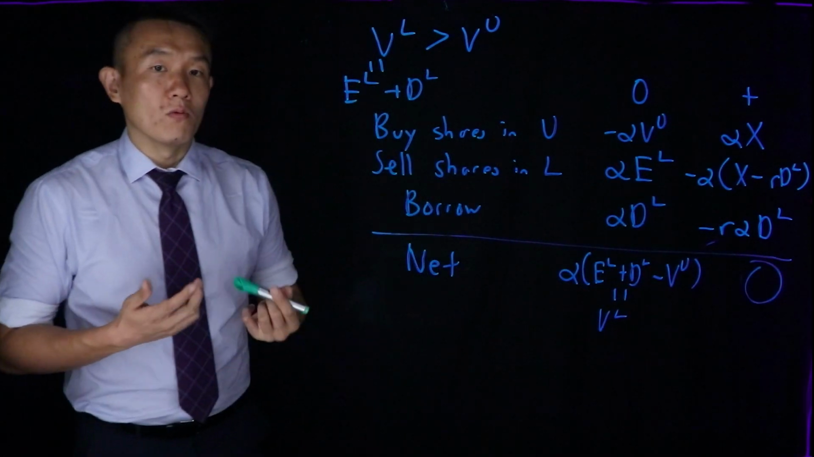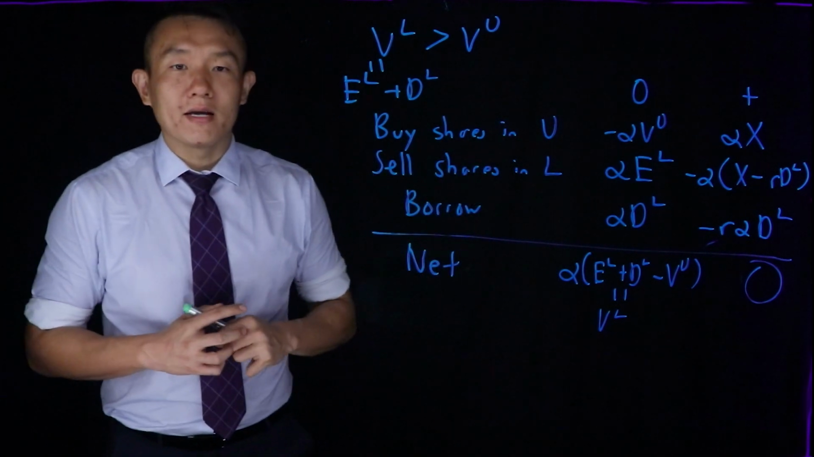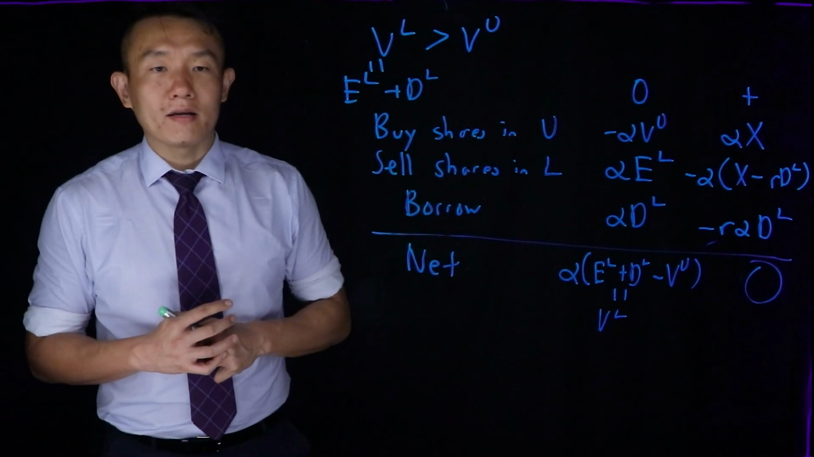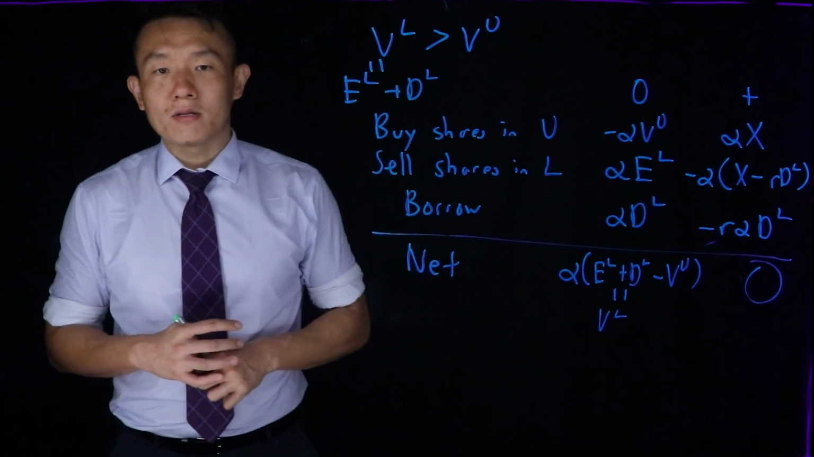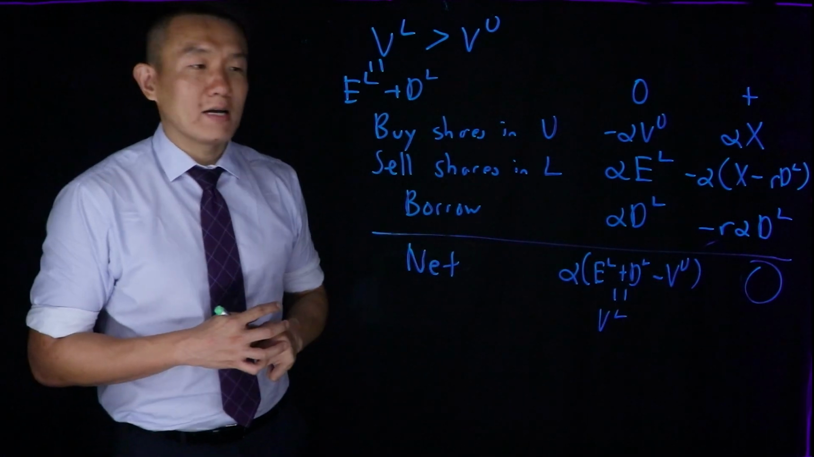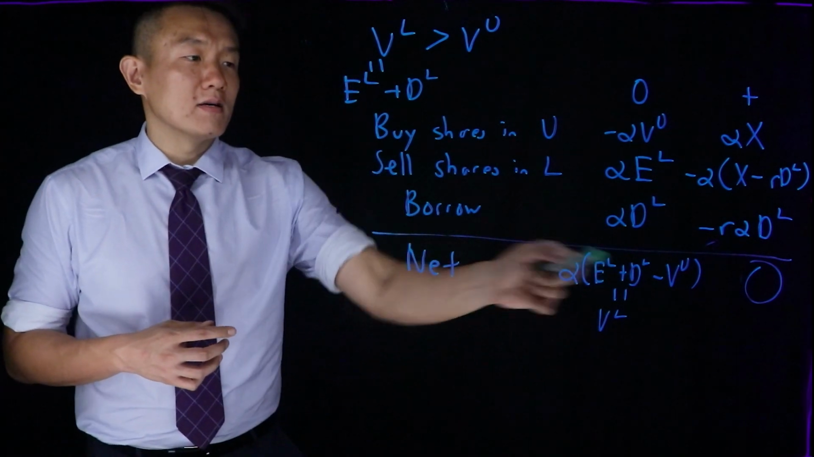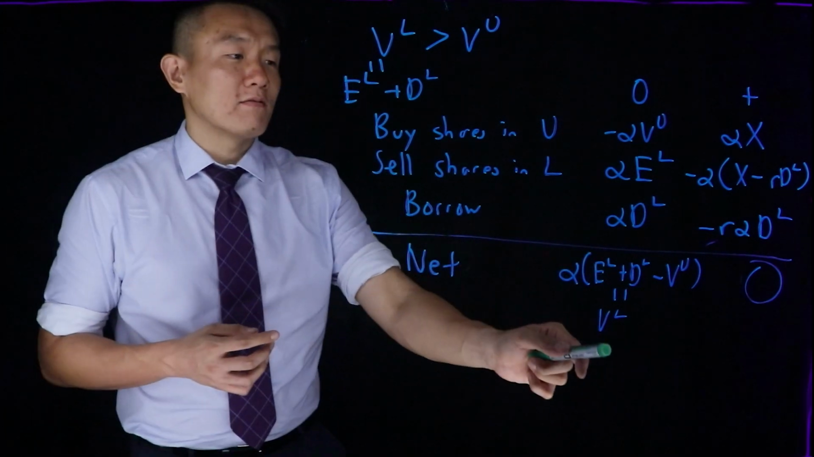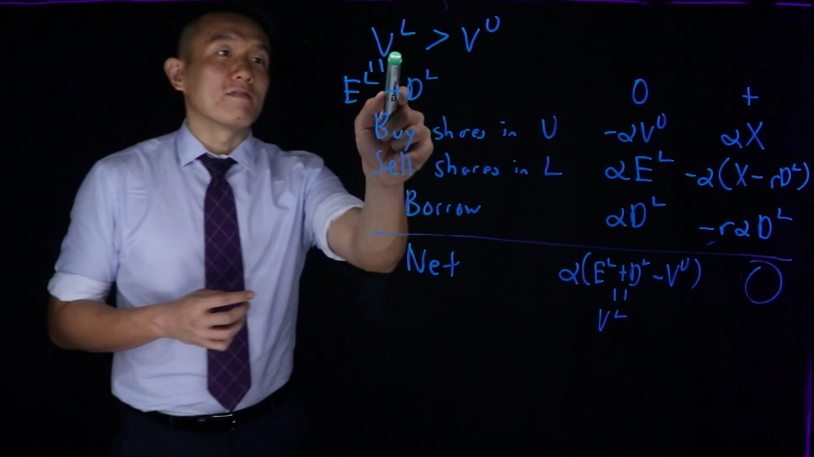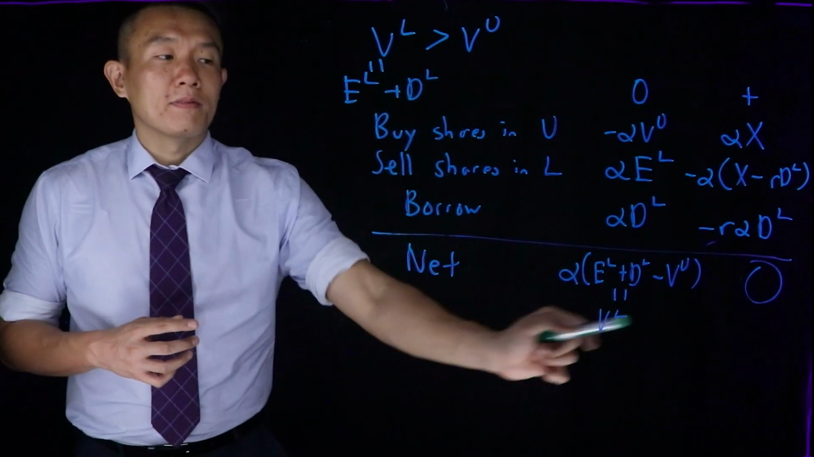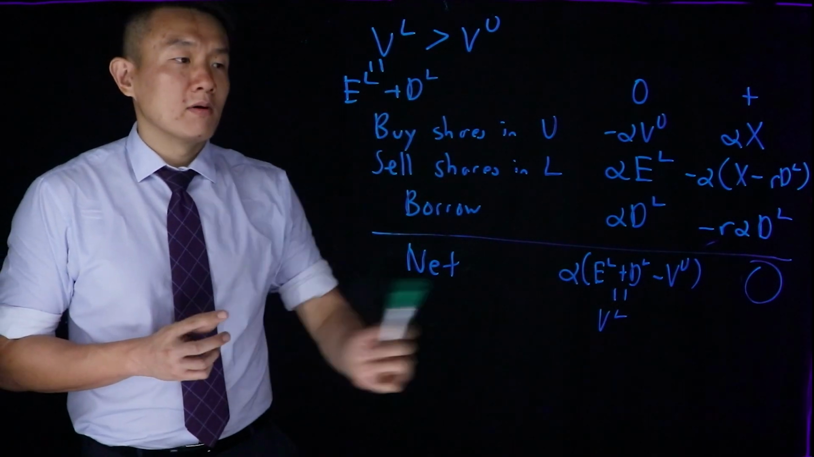Everything is zero. Why? Because I bought a stake in firm U, I sold a stake in firm L. Because these firms have the same cash flows, my future cash flows are zero. But right now, I receive alpha times the difference between VL and VU. If VL was greater than VU, then I have an arbitrage portfolio, I get free money.